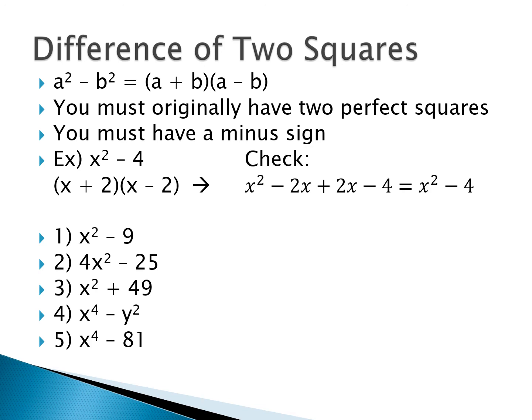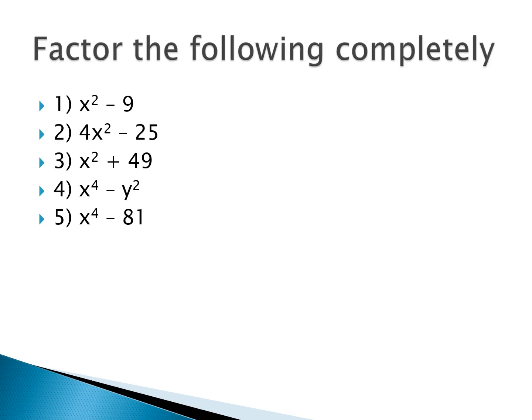So go ahead and write these out. What would you get if you were factoring them completely for these using this difference of two squares formula? So again, we have to have a minus and we have to have perfect squares. For this first one here, we've got x plus 3 and x minus 3. Now, if you wrote x minus 3 and x plus 3, that's technically correct, and that's fine. That wouldn't make a difference there.